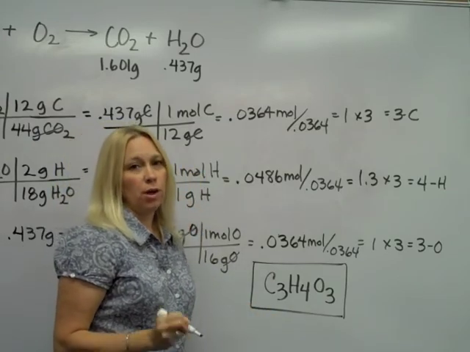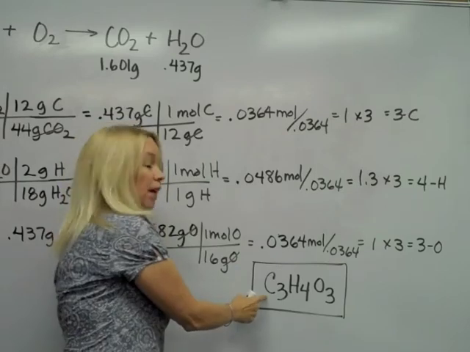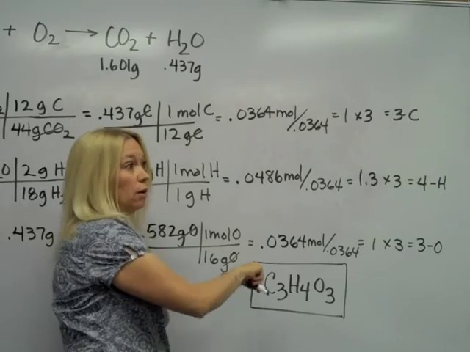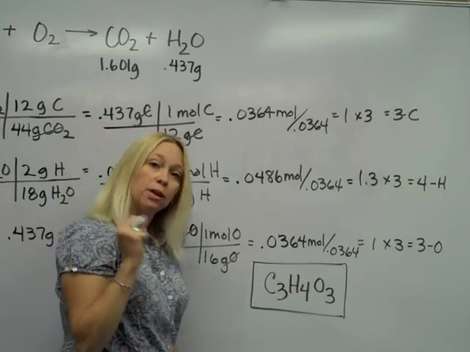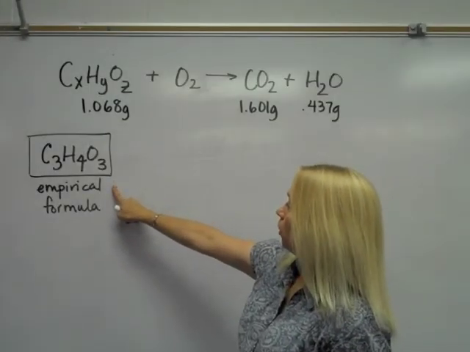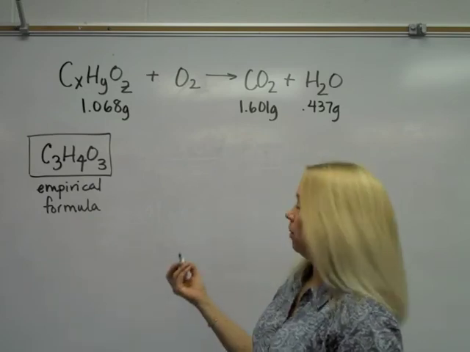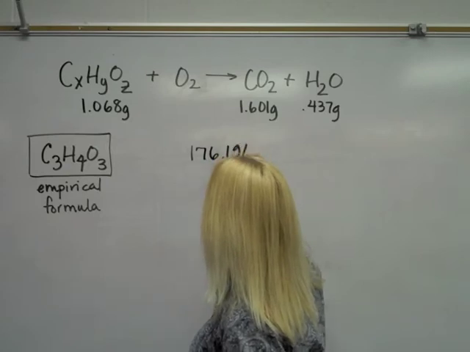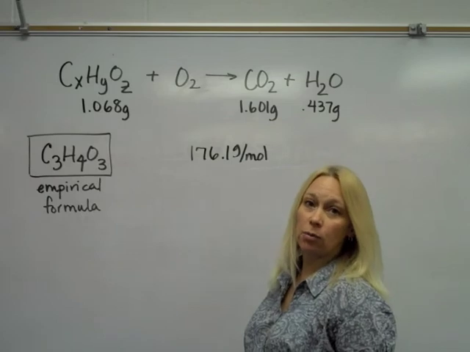Feels like you ought to be done by this point, doesn't it? But wait a minute. We don't know if that's the real formula or not. Remember, we've got to compare it to the molar mass of the actual formula, the molecular formula. So I'm going to erase part of this board, and then I'll finish it. You finished up with your empirical formula here. Now, the problem says that the real molar mass of this stuff is 176.1 grams per mole. Well, how does that compare with that empirical formula?